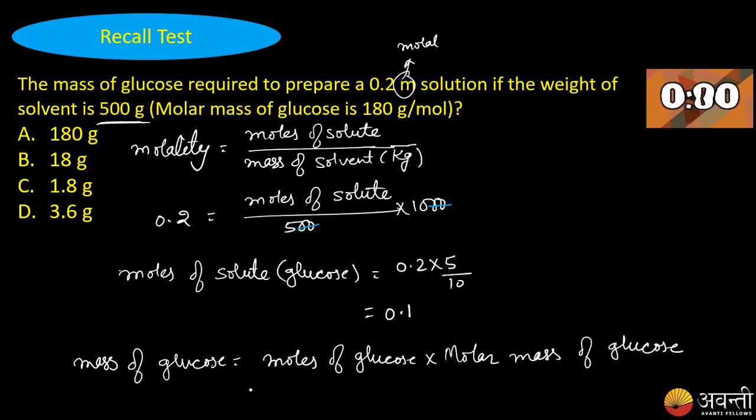Now the moles of glucose are 0.1, molar mass is 180, so that is equivalent to 18 gram. 18 gram is option B. So the correct answer is option B. After that is clear, quickly click on yes. If you have any doubt in any of the steps, then quickly write in the chat section.